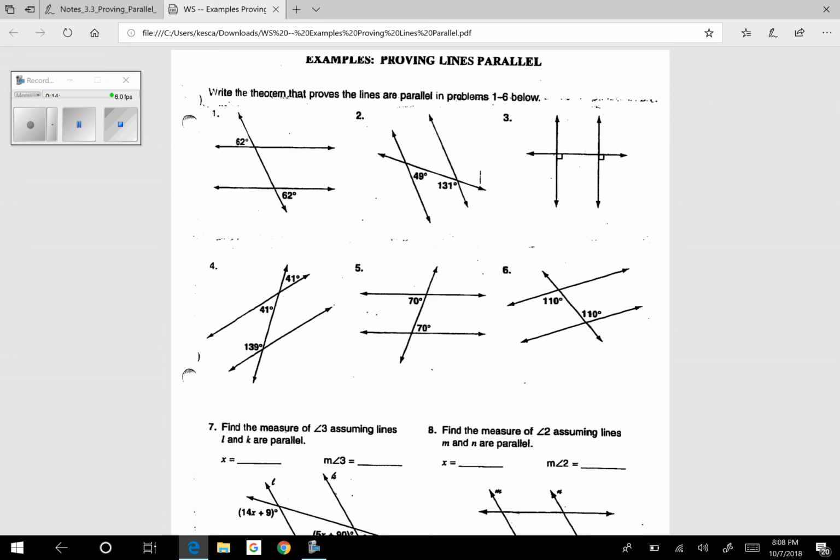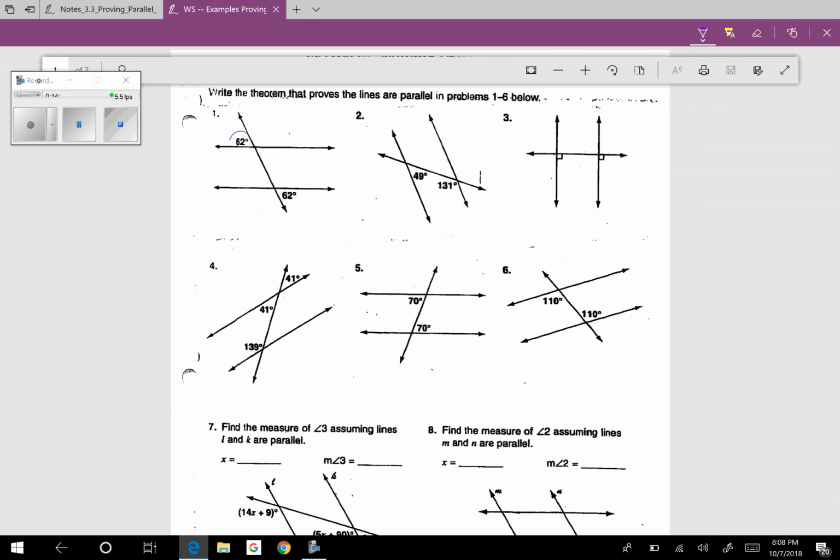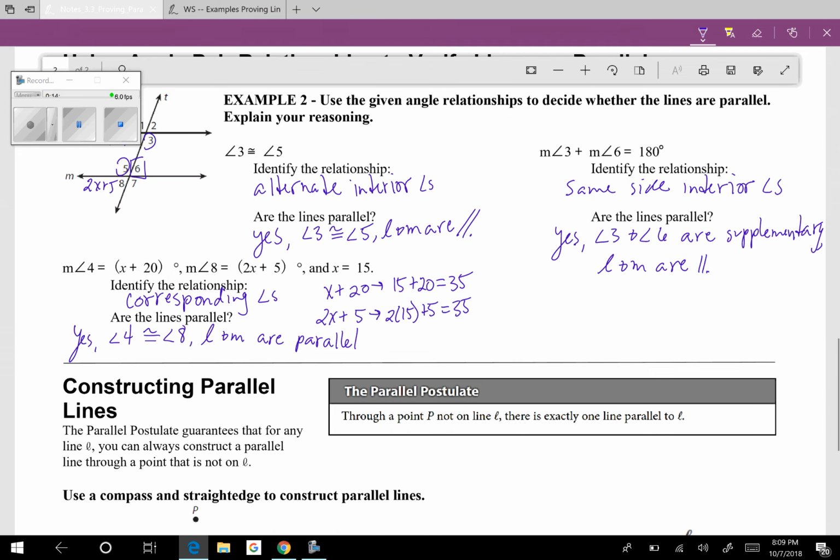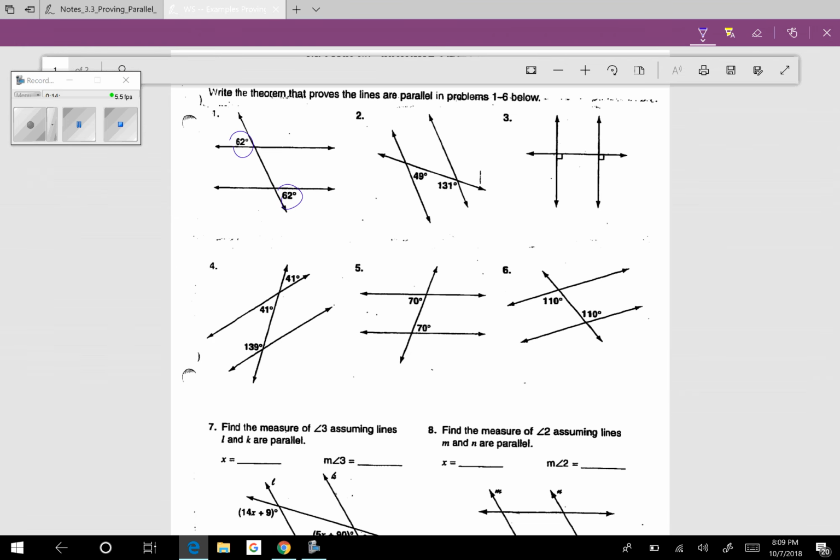62 degrees and 62 degrees here. So let's think about this. What have we been using? We've been using alternate interior angles, we've been using same side interior angles, and we've been using corresponding angles. But we can also use this relationship. What's the relationship between these two angles called? Alternate exterior angles. So alternate exterior angles are congruent.